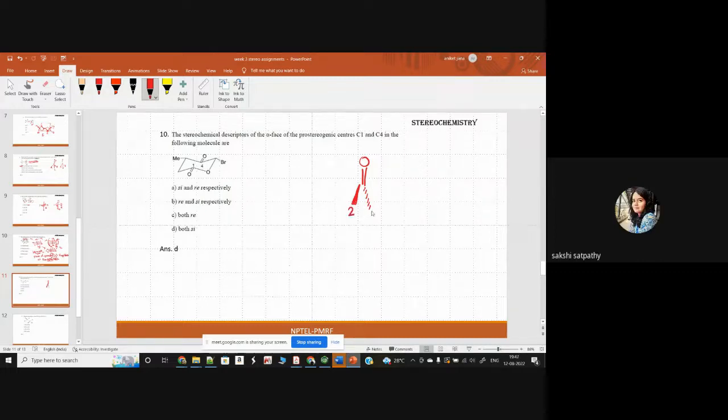Sir, what was the question? My question is, what is the basic concept of this Re and Si face? Or how can we determine this? Sir, after assigning the priority, if it is going in the clockwise direction, then it's Re, and if it's anti-clockwise, it's Si. I think so. Okay, yes, absolutely.